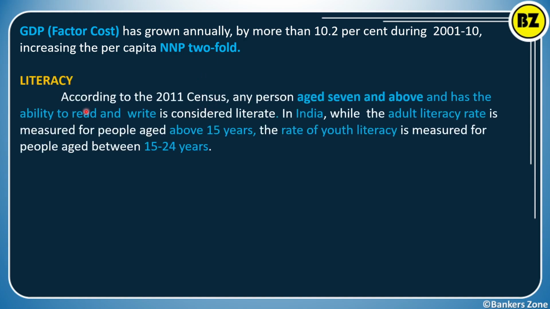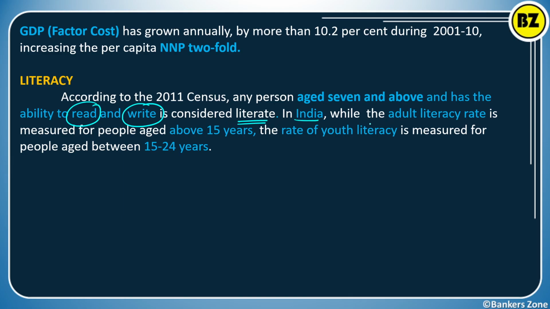Now what do you mean by literacy? Literacy means simply a person who is able to write and read, right? According to the 2011 census, any person aged 7 and above who has the ability to read and write is considered literate. So who is literate? Simply the person who is able to write and able to read.